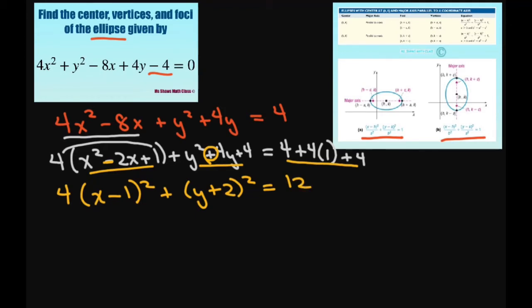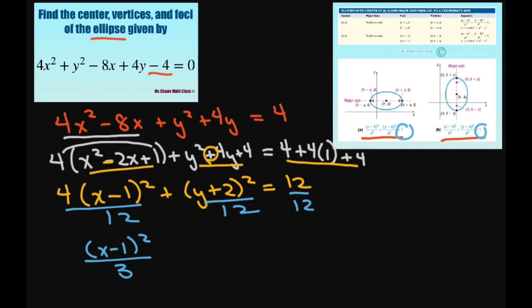Now for an ellipse we need to have a 1 here, so we divide each of our terms by 12. So this is going to give us x minus 1 squared divided by 3 plus y plus 2 squared divided by 12 equals 1. Now this tells you a few things.